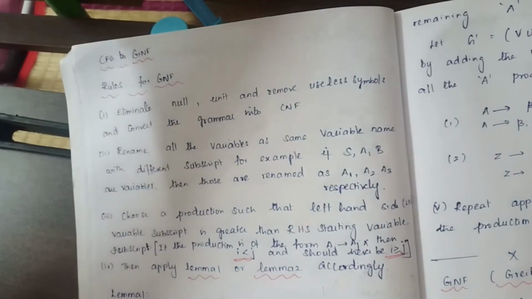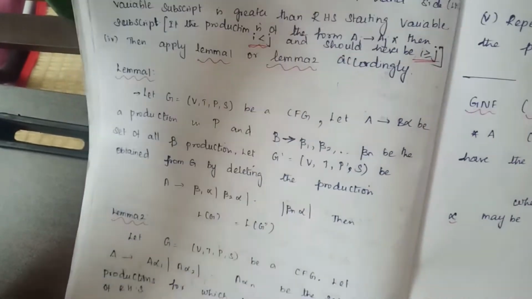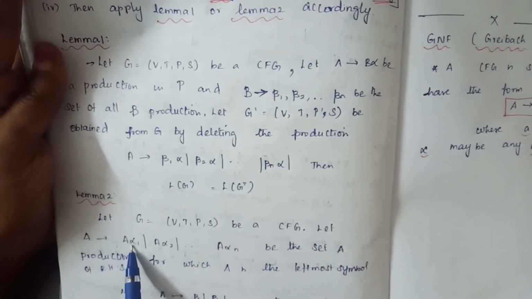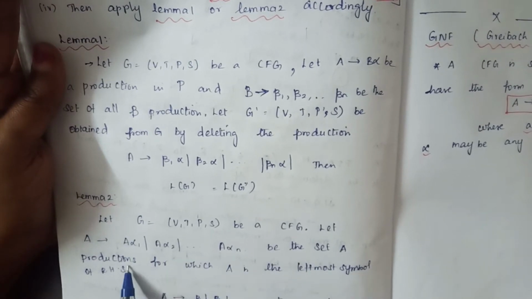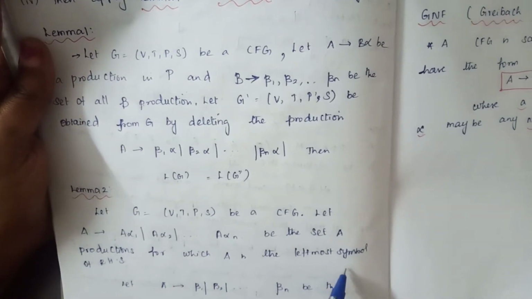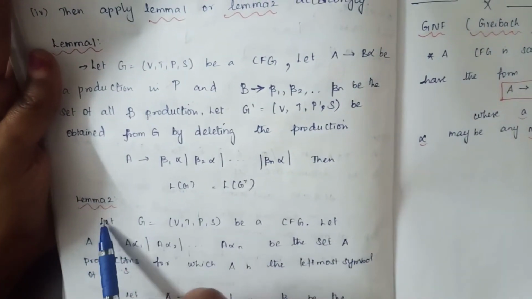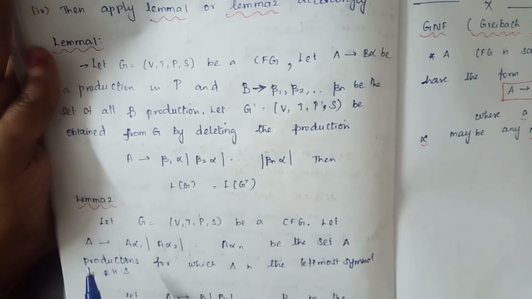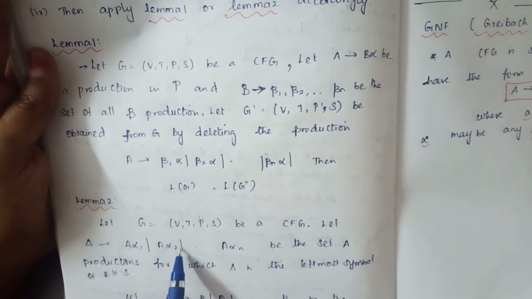After that we'll go to lemma 2. In lemma 2, let G equal to (V, T, P, S) be a CFG, and let A gives A alpha 1 or A alpha 2 up to A alpha n be the set of A productions for which A is the leftmost symbol of the right-hand side. For example, when you choose this lemma 2, if I am having a production like A tends to A alpha 1 or A alpha 2.